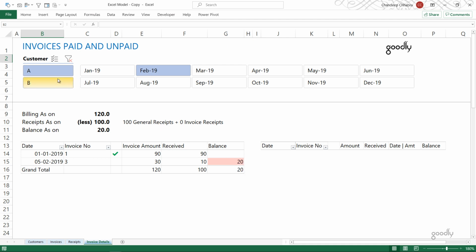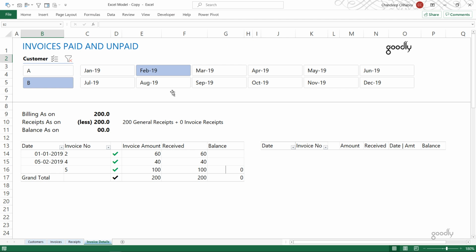Simple as that. Now let's take a look at customer B. For customer B, all invoices are cleared. You can see that total billings of customer B is $200. The receipts in the months of Feb and Jan were $200, so the balance is absolutely null, zero.